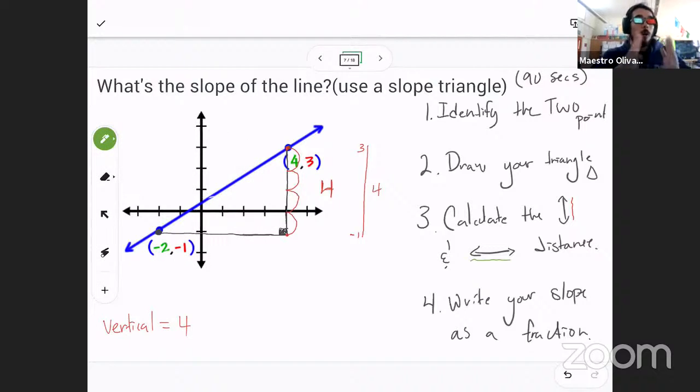Let's look at the horizontal distance now. It starts at -2 and it goes all the way to 4. What's the distance between -2 and 4? What's the total distance? Thank you, Angel. You can type it into the chat box. Maybe I should be more explicit about what it is that I'm looking for. Type into the chat box what you think the answer is. What's the distance?